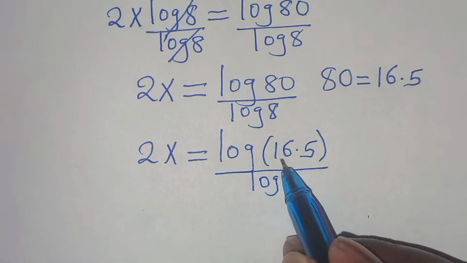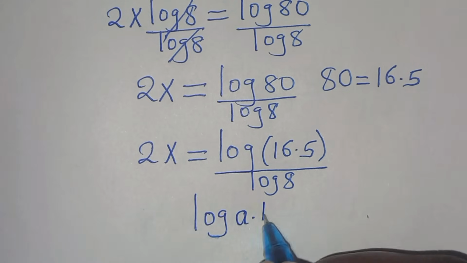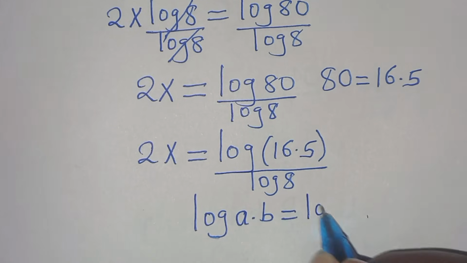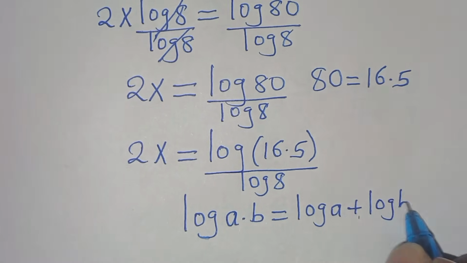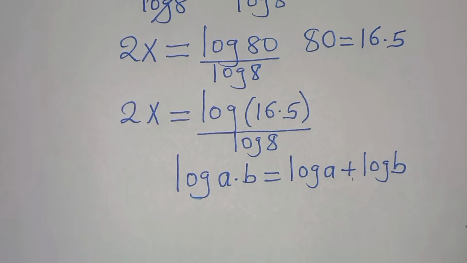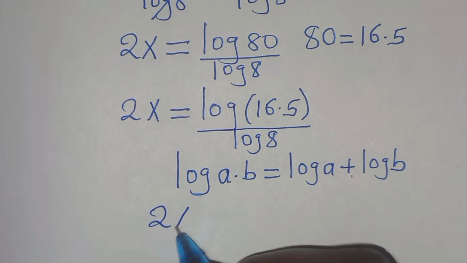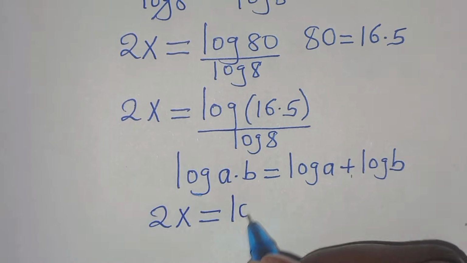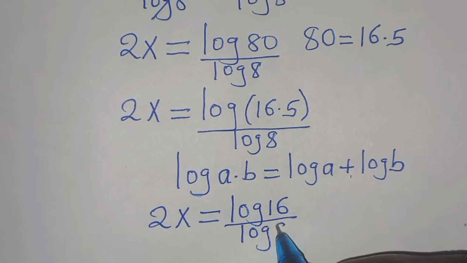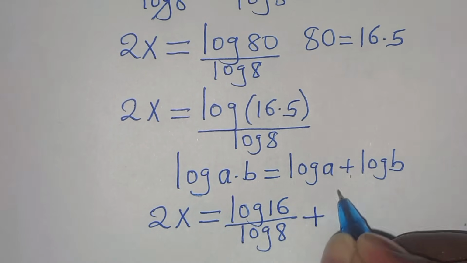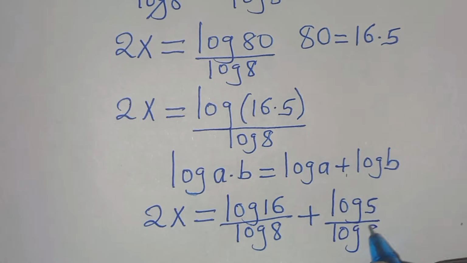We have that log 16 times 5. This is in the form of log a multiplied by b, which we can express as log a plus log b. Now, applying this logarithm property, this follows that we have 2x. This is equal to log 16 divided by log 8, then plus log 5 divided by log 8.